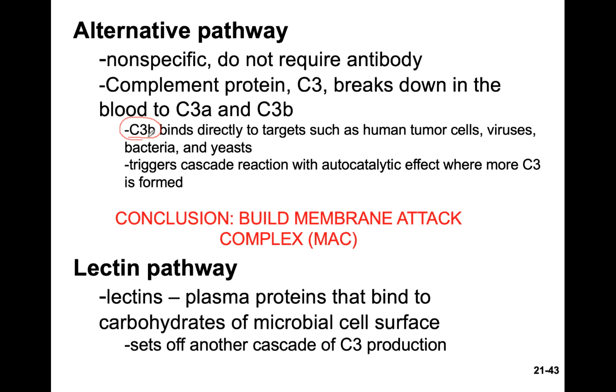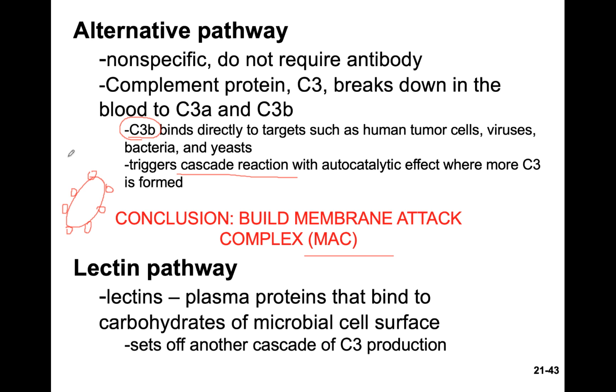When C3b binds to pathogens, it's going to trigger another cascade reaction, where you're going to have a lot more C3b binding to the actual bacteria. So here's a bacteria, and imagine you have a ton of C3b complement proteins binding to it. Now, one of the effects of binding a ton of these C3b proteins is to build a membrane attack complex.